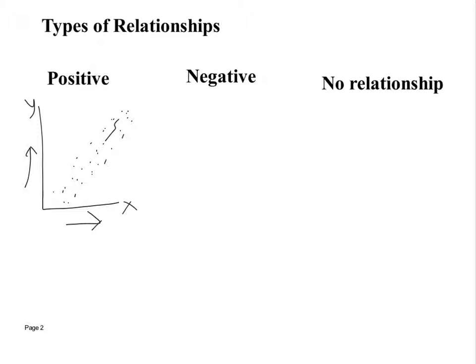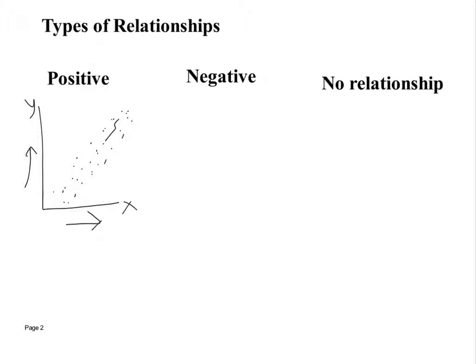Here's an example I use for that: the amount of study time versus your scores in the class. If you don't study very much, you're not going to have a very good grade. The longer you study, the higher your grade. That's a positive relationship. They positively affect each other. As one goes up, so does the other. Everybody draw this.